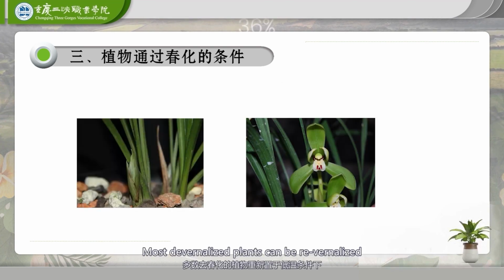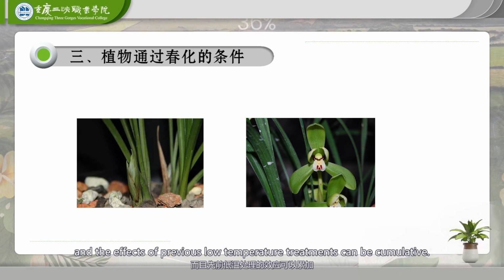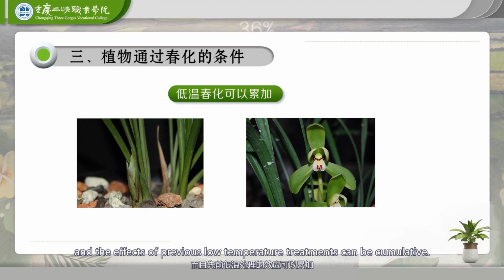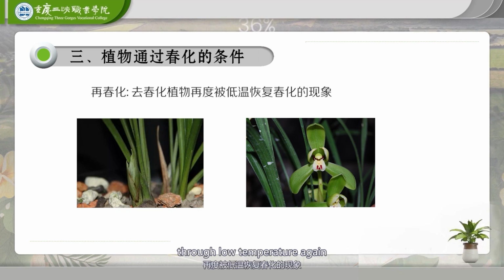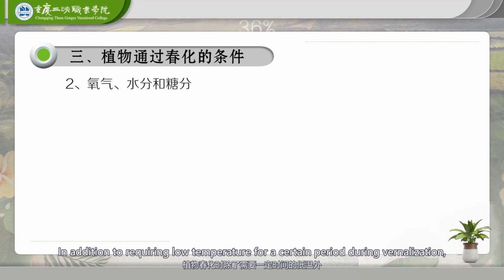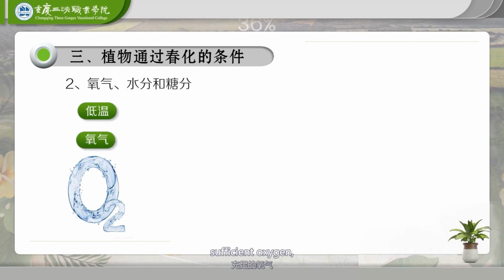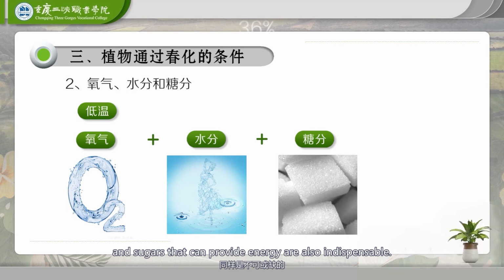Most devernalized plants can be revernalized if placed under low temperature conditions again, and the effects of previous low temperature treatments can be cumulative. The phenomenon of devernalized plants regaining vernalization through low temperature again is called revernalization. 2. Oxygen, water, and sugars. In addition to requiring low temperature for a certain period during vernalization, sufficient oxygen, an appropriate amount of water, and sugars that can provide energy are also indispensable.